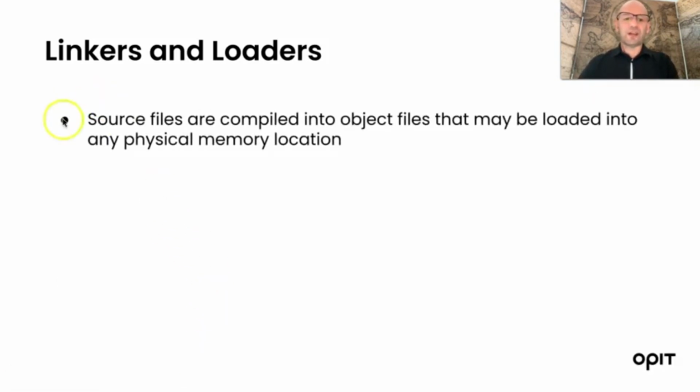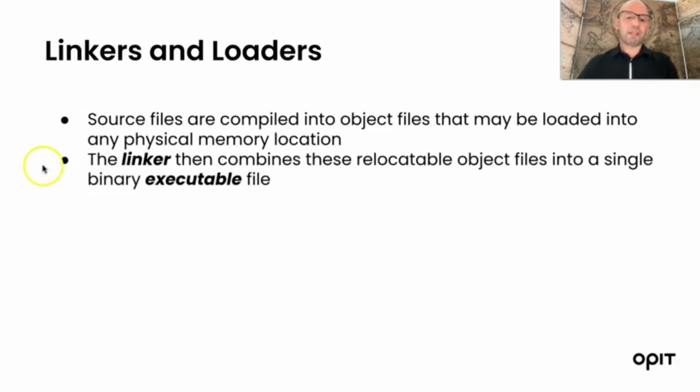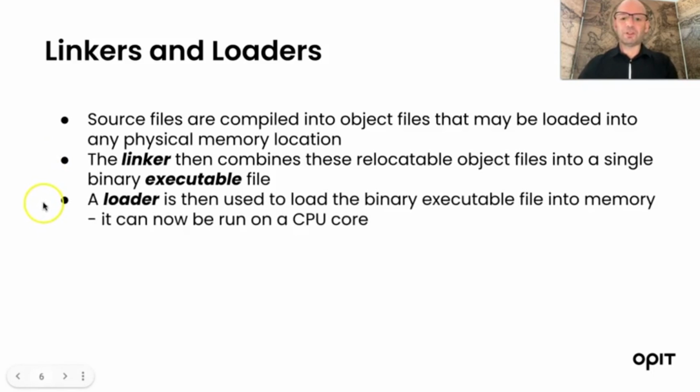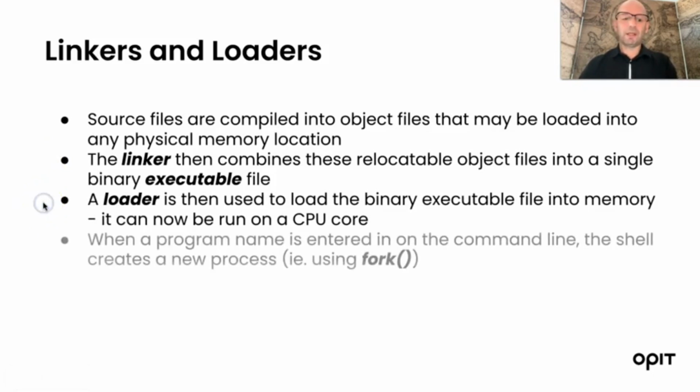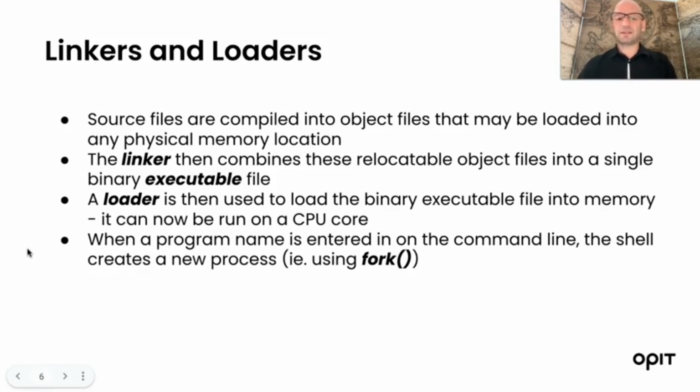So just to reiterate then, source files are compiled into object files that may be loaded into any physical memory location. The linker then combines these relocatable object files into a single binary executable. And then the loader is used to load the binary executable file into memory, so it can now be run on a CPU core. And then when a program name is entered, so when we go to the command line and we type in the name of the program, the shell creates a new process. Okay, so a process is created, and as an example, using a Linux command, fork. If we're using Windows, it would be a different command, for example, create process.